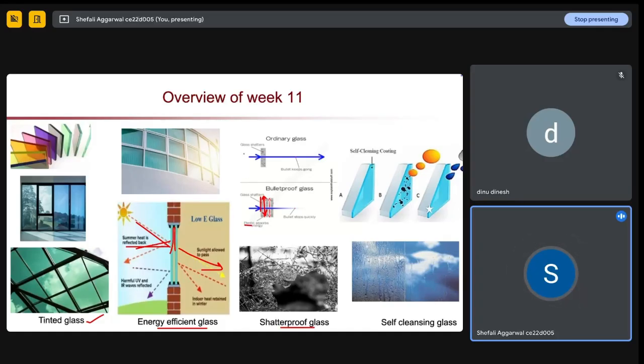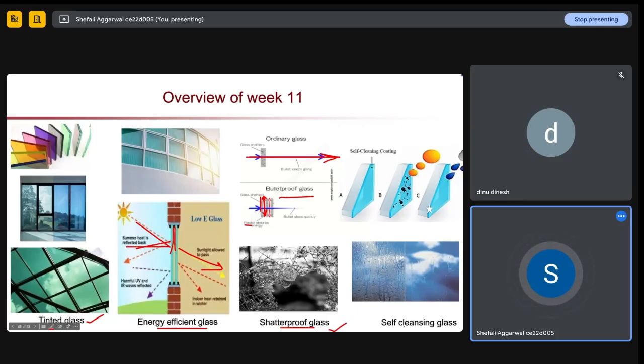So what will happen in normal glass? If we talk about bulletproof glass, there is a chance that the bullet will go directly through, shattering the glass. In this type of glass, this plastic sheet will absorb energy and slow down the speed of the bullet or any type of damage. So that's why it is called shatterproof glass.